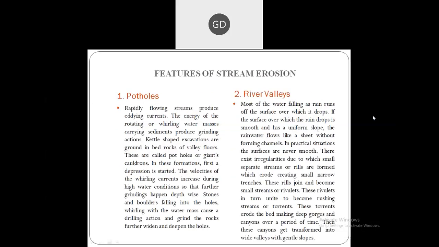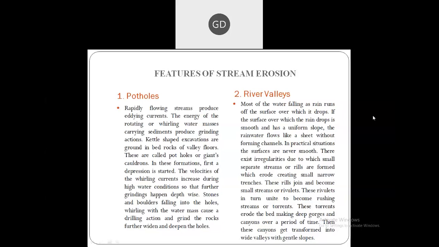So next comes the features of stream erosion. If erosion happens for a very long time, this prolonged erosion by any river or its associated streams produces many important surface features. With the passage of time, these form some geomorphological landforms, such as potholes and river valleys, which are surface features due to prolonged stream erosion.